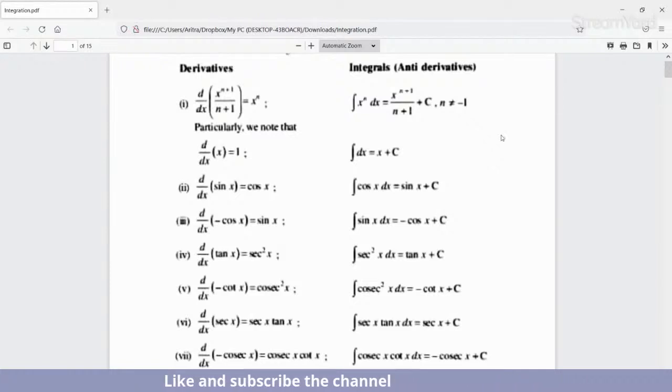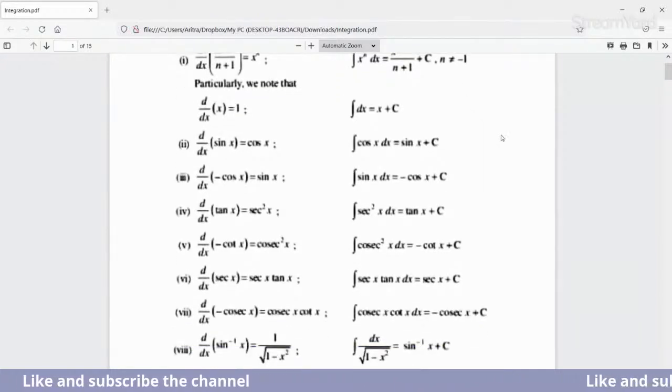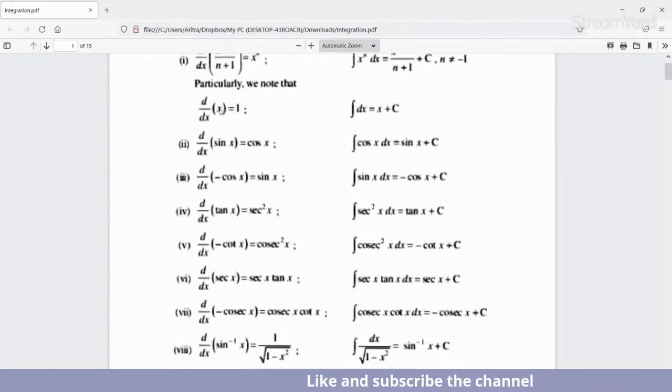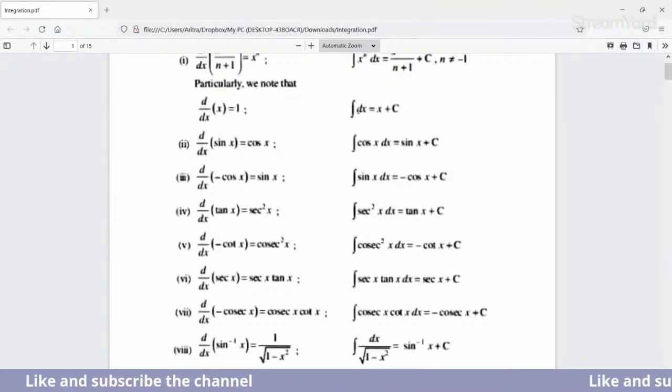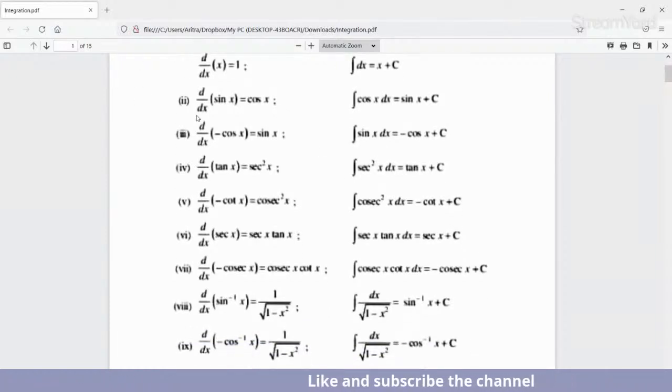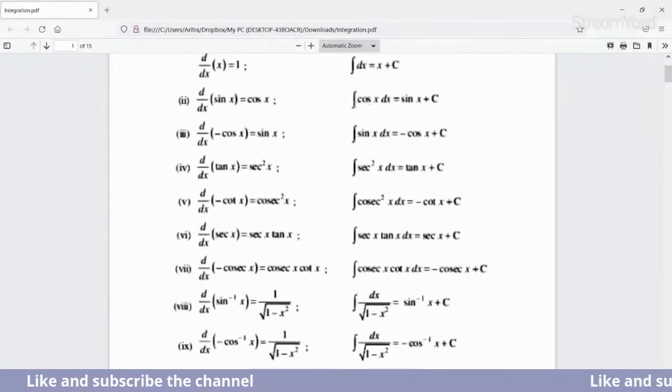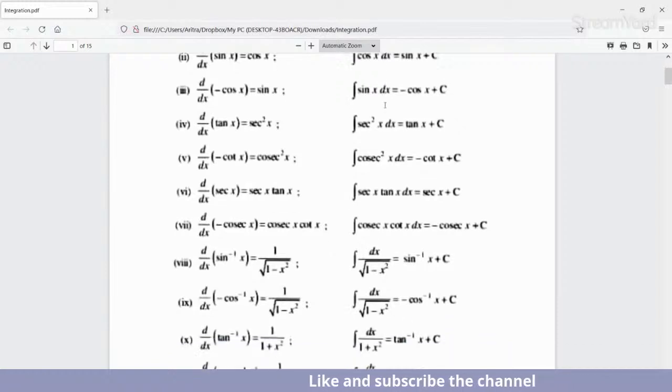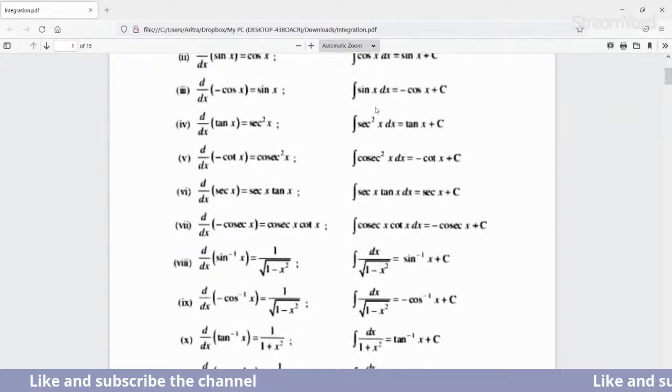Then comes integration of dx. It is x plus c, nothing. As we learned in differentiation, d/dx of x is 1. Here it is basically 1 into dx, and it's integrated to x plus c. Then we learned differentiation of sin x is equal to cos x. Hence reverse. As I said, integration is reverse. So integration of cos x dx is sin x plus c. Then when it comes to cos x, its derivative is minus sin x, so integration of sin x will give you minus cos x.